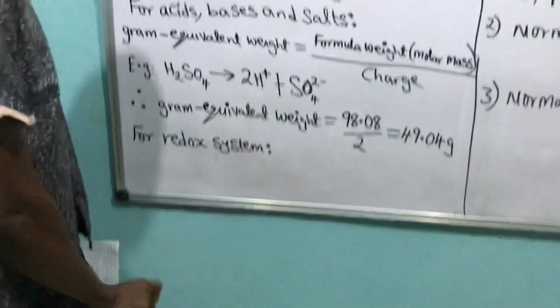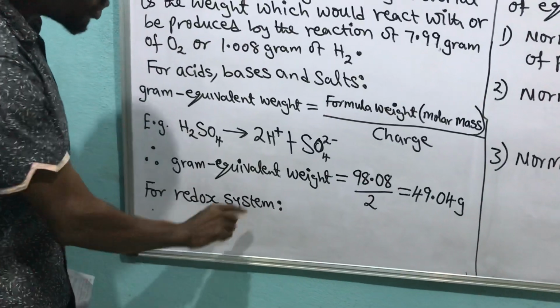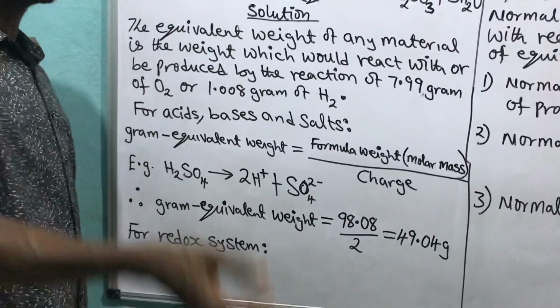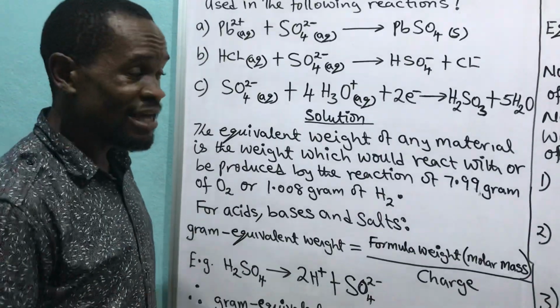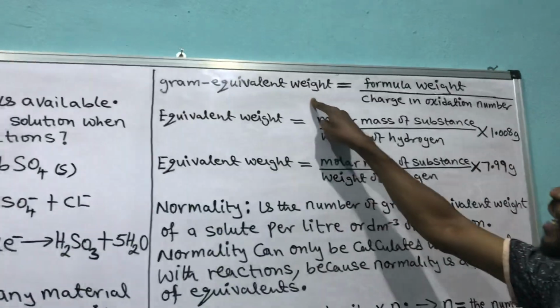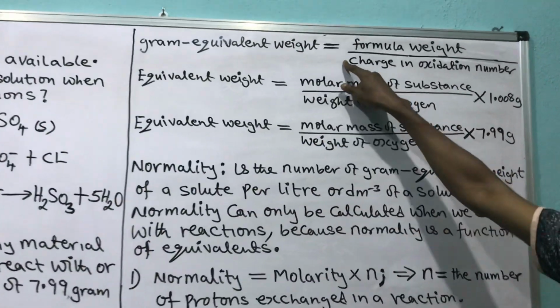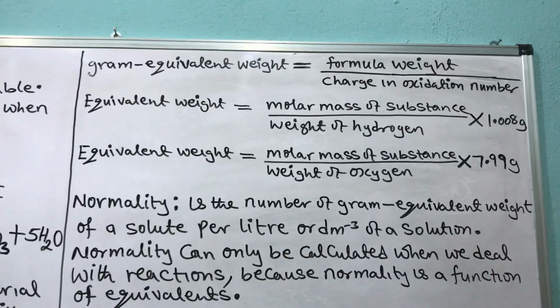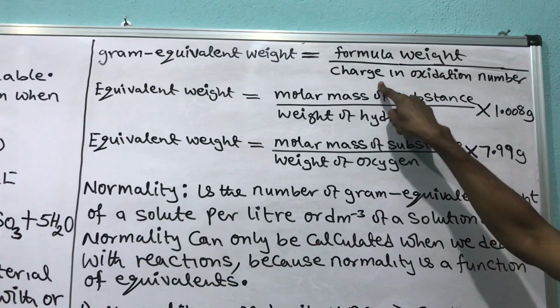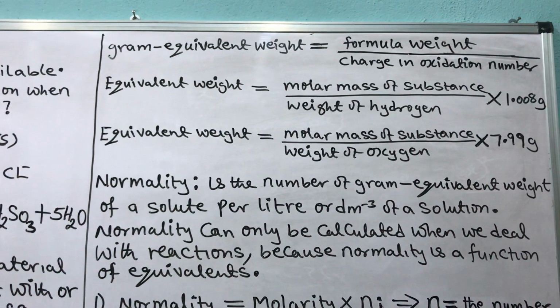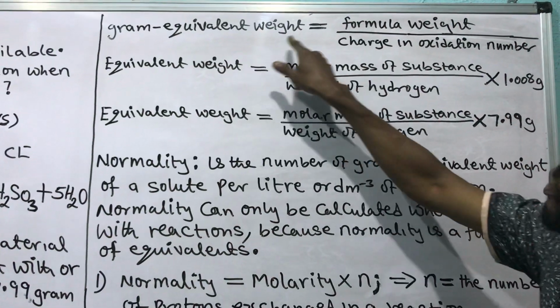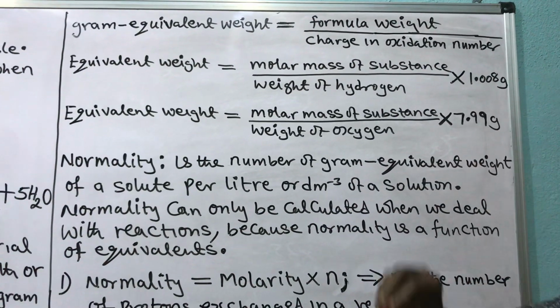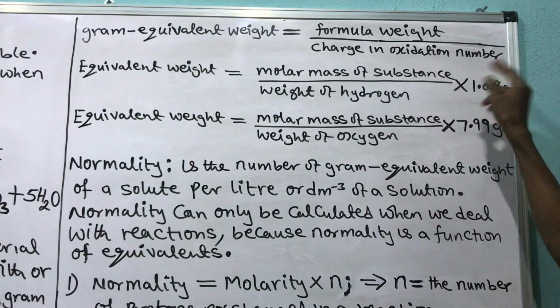You see the formula. Then we'll talk about the redox system. What do we mean by redox system? Redox reaction. Assuming that in a redox reaction we are asked to calculate equivalent weight, gram equivalent weight in a redox reaction equals formula weight, which we know as molar mass, divided by the change in oxidation number. Gram equivalent weight equals formula weight, which we call molar mass, over change in oxidation number.